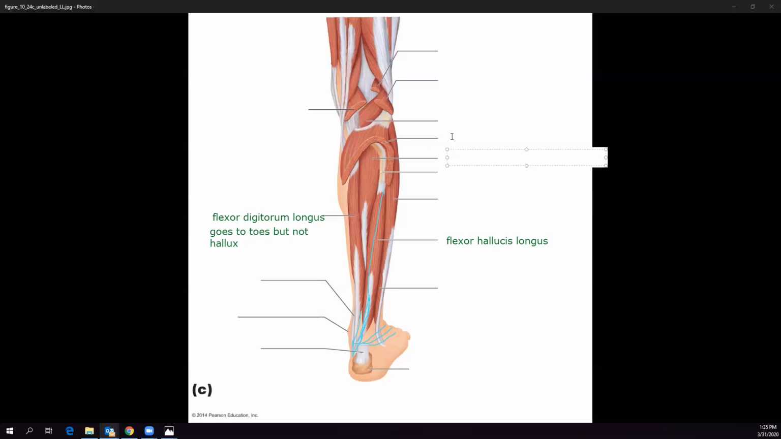And then our last muscle is the tibialis posterior. And so it's back here. Here would be the soleus. The soleus has been cut away so that we can see the tibialis posterior underneath it.